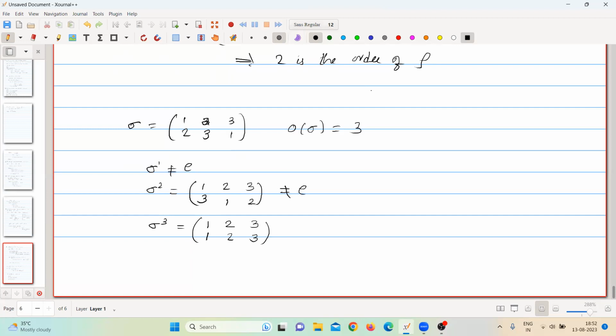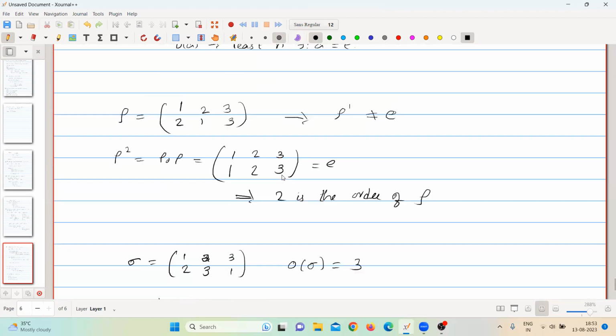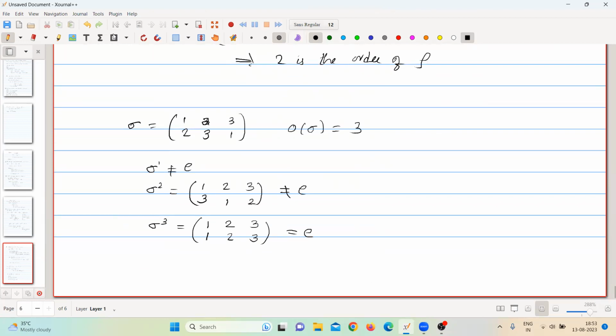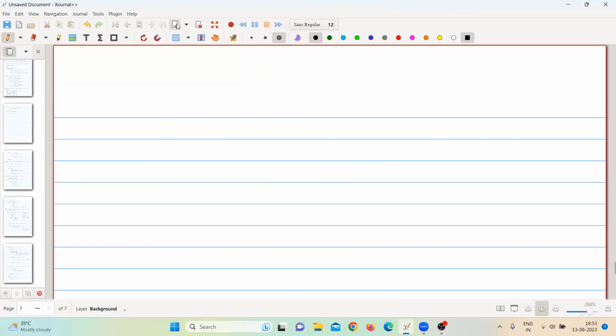Now we need to apply one more sigma to get sigma cube. So 1 goes to 3, 3 goes to 1. That is 1 goes to 1, 2 goes to 2, 3 goes to 3. So this is our identity. So clearly the order of sigma is 3. Okay, so in that way, you can find the order of any element. Any doubt here? Okay, let's move to the next question.